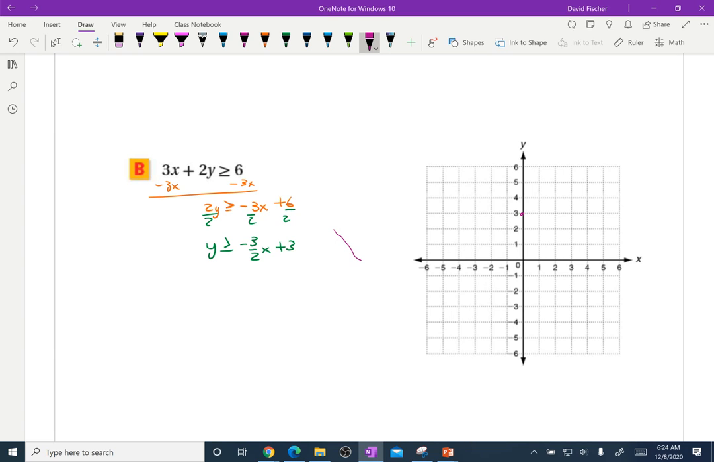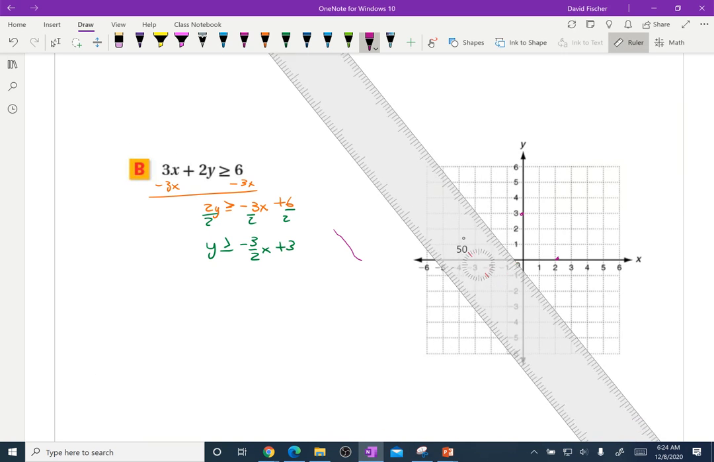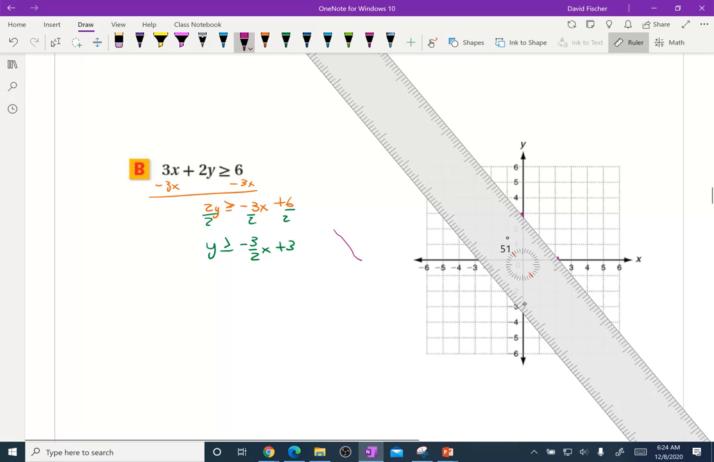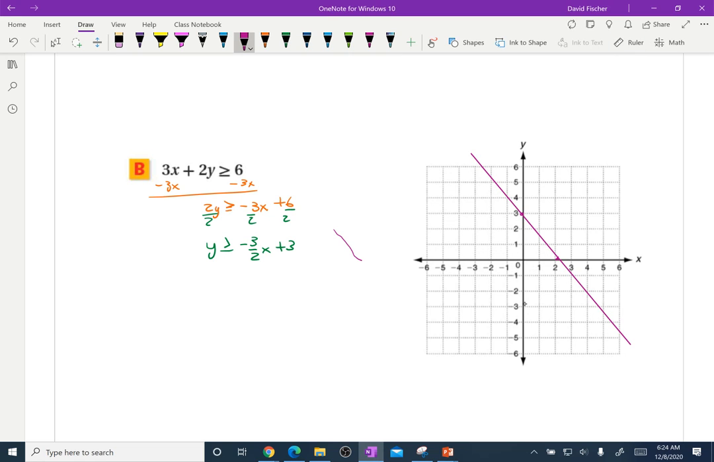So again, in my head, I'm thinking my line needs to go down. 1, 2, 3, 1, 2 over. Use my ruler. This one's going to be a solid line again because I have the or equal to sign on there. Arrows on both ends. And now this says y is all numbers greater than. So I'm going to shade in this side, the top side above this line.